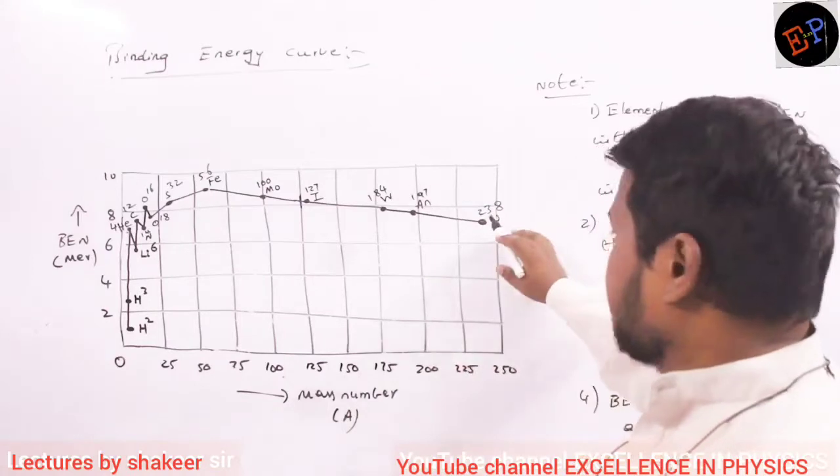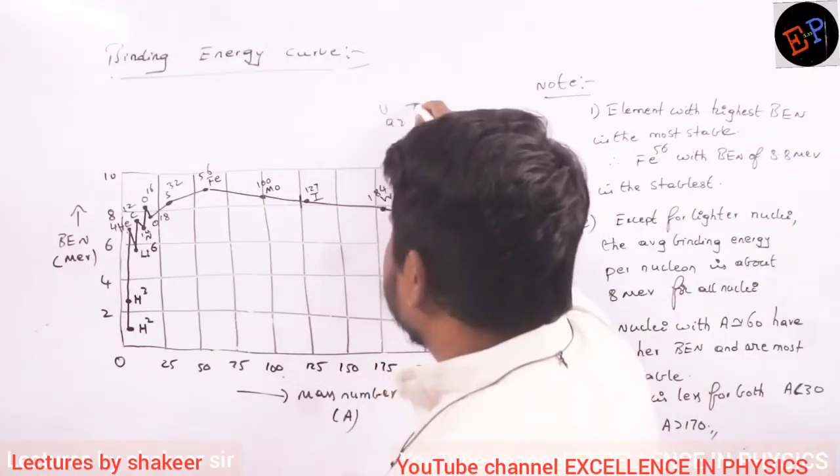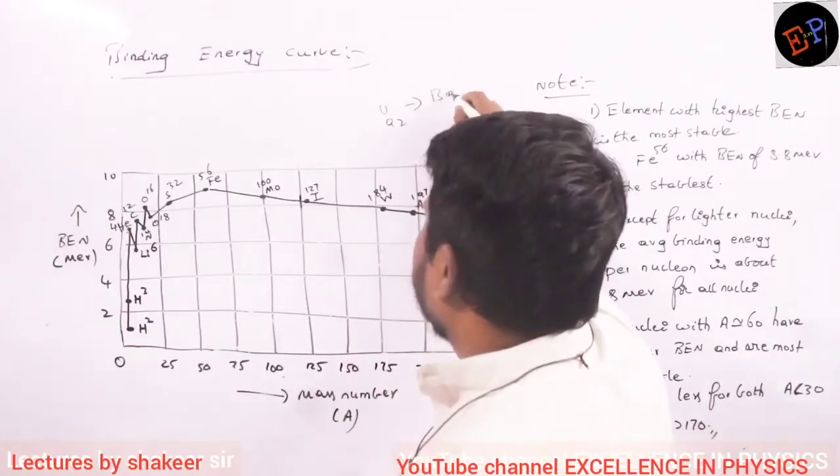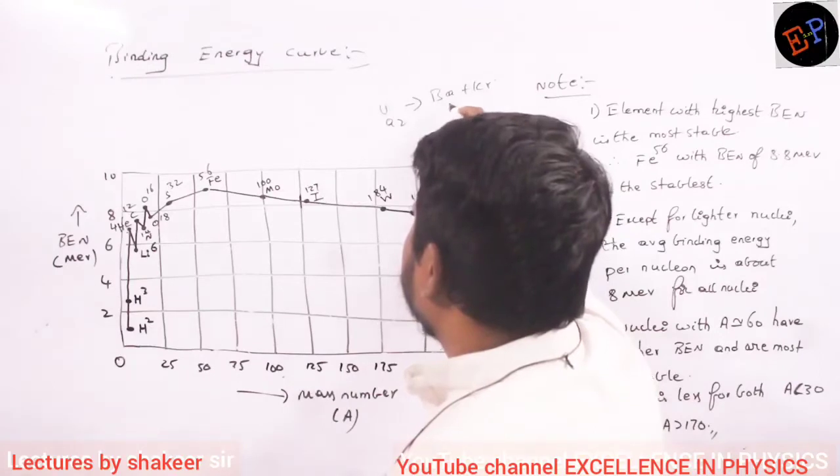Similarly, if you see here uranium 92, it can be split into barium and krypton. Barium mass number is how much? Barium atomic number is how much?